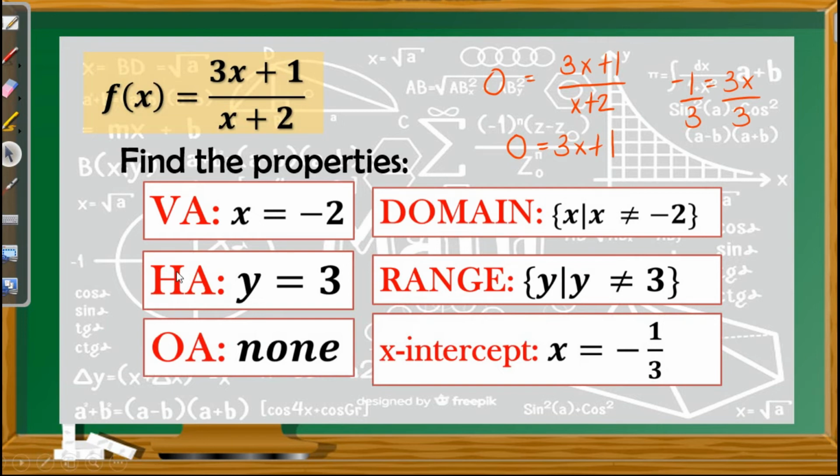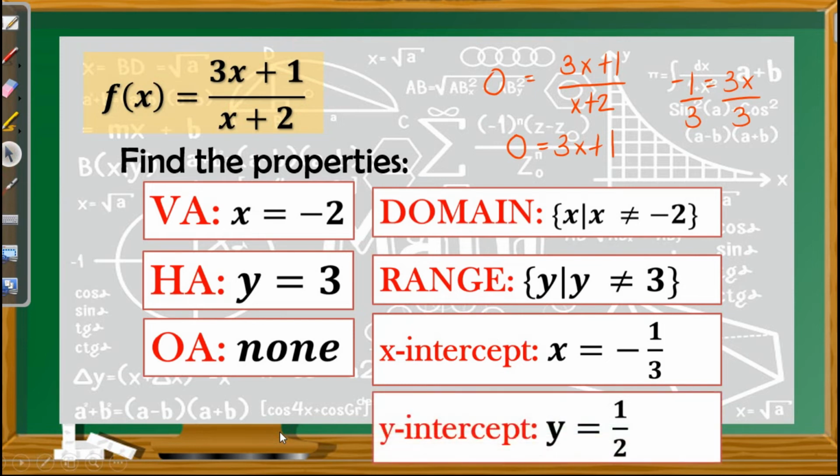Therefore, our x-intercept is x equals negative 1/3. As for the OA, since there is a horizontal asymptote, it follows there is no oblique asymptote. Next, for our y-intercept, let x be 0. So, making the x's 0, we only have the quotient 1 over 2. Therefore, our y-intercept is y equals 1/2.